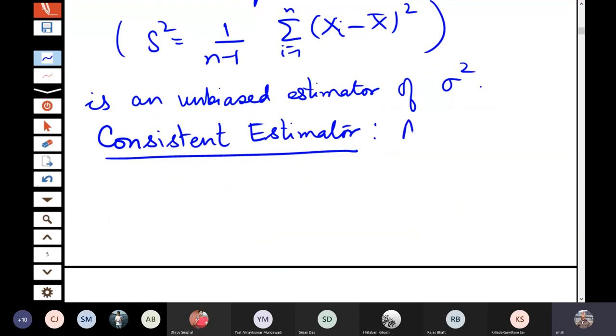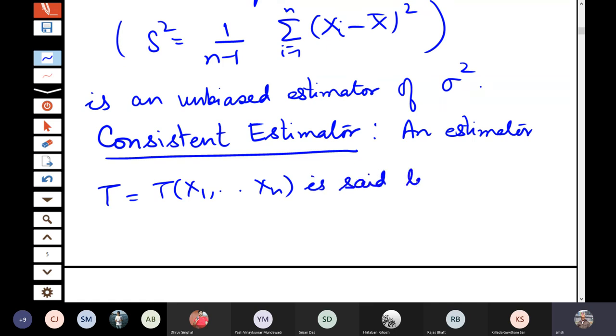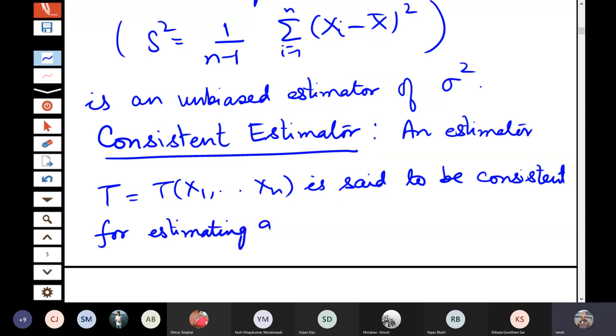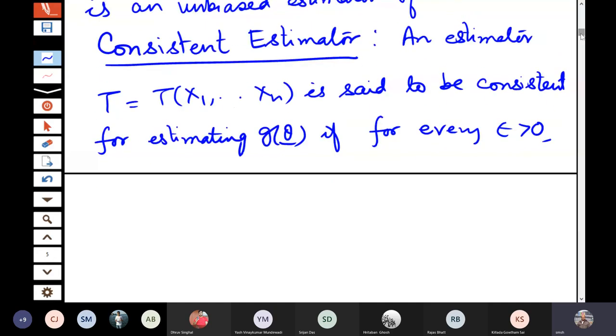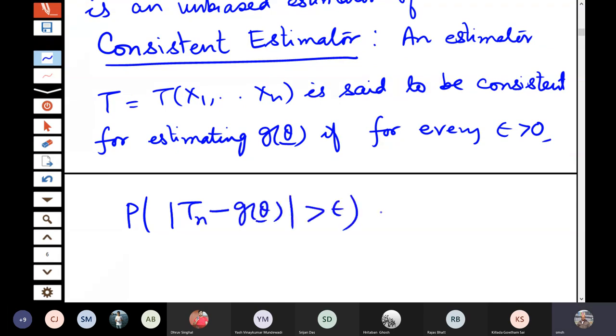You are writing down an estimator based on n observations. An estimator T equal to T of x1, x2, xn is said to be consistent for estimating g theta if for every epsilon greater than 0, the probability that the modulus of Tn minus g theta is greater than epsilon goes to 0 as n tends to infinity.